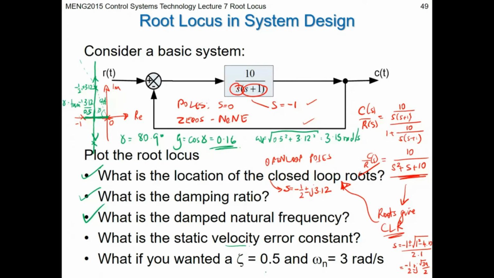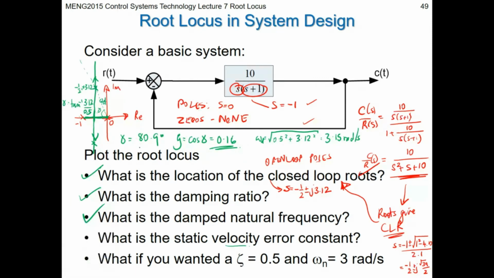But what if you wanted a damping ratio of 0.5 and a natural frequency of 3 radians per second? Well, what would you have to do to get a damping ratio of 0.5? If we come back from here, you have to take the inverse cos of 0.5. So you take the specification, damping ratio of 0.5, and take the inverse cos of it. That's 60 degrees, right? So gamma has to now be 60 degrees.